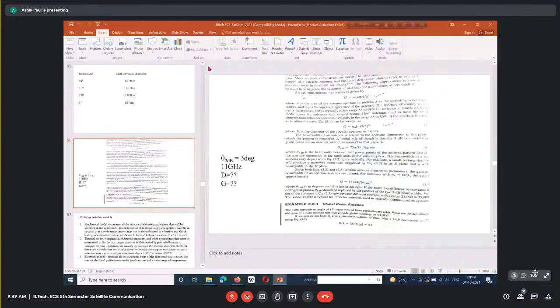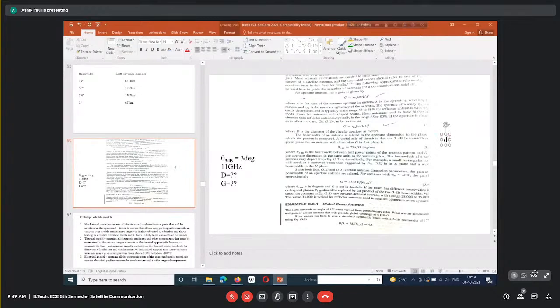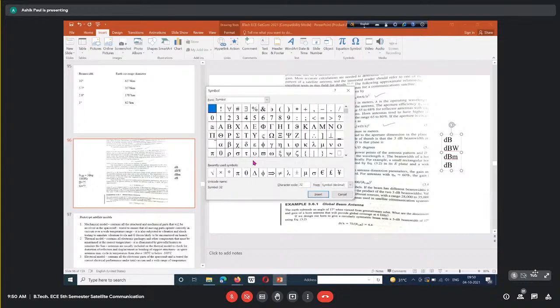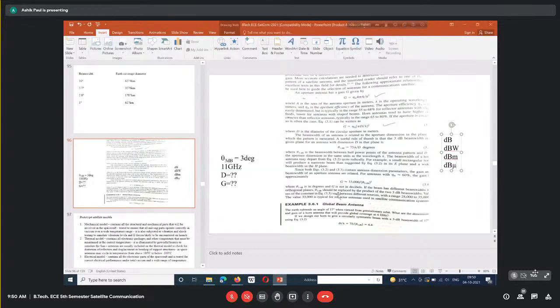For example, you can have the simple dB, of course. Then you can have dBW. You can have dBm for milliwatt. You can have dB mu for microwatt. You can have dBp for picowatt. And dBi, that is for that isotropic thing. It is not that this value of so many dB means something absolute. It means with reference to an isotropic antenna.